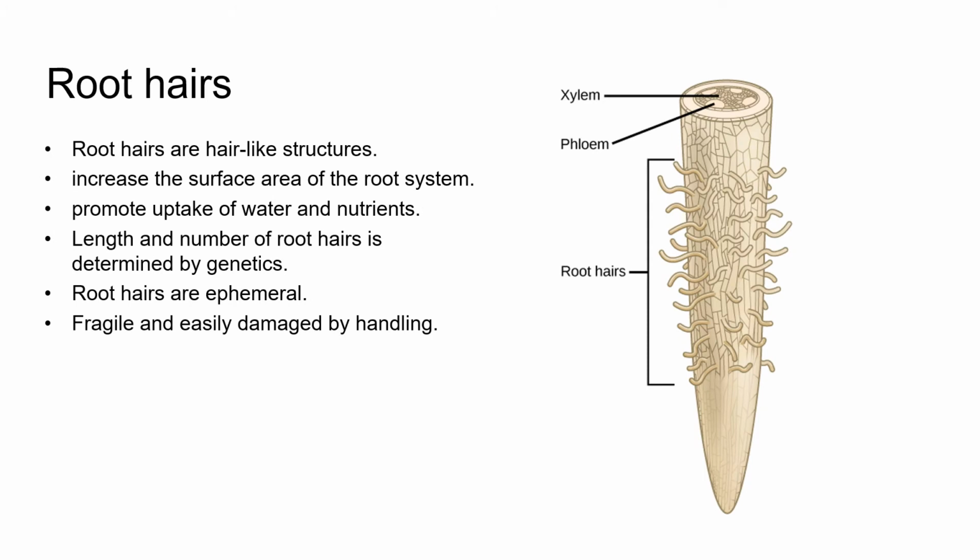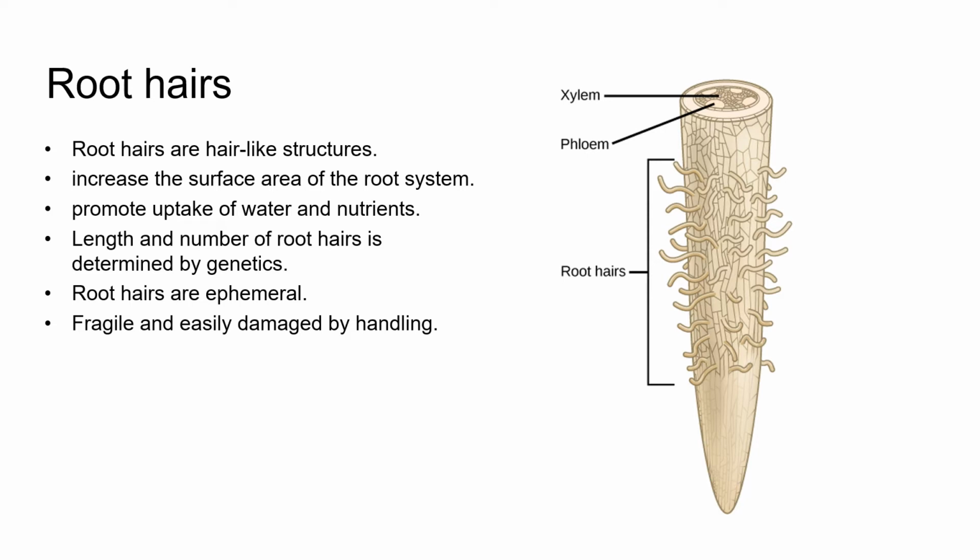Roots in both fibrous and taproot systems develop root hairs. These are tiny hair-like structures produced in the root's zone of differentiation. They're not produced along the entire length of a root. Root hairs increase the surface area of the root system and help with the uptake of water and nutrients from the soil or substrate. The length and number of root hairs is determined by a plant's genetics. And root hairs are ephemeral. They only last for a few days.